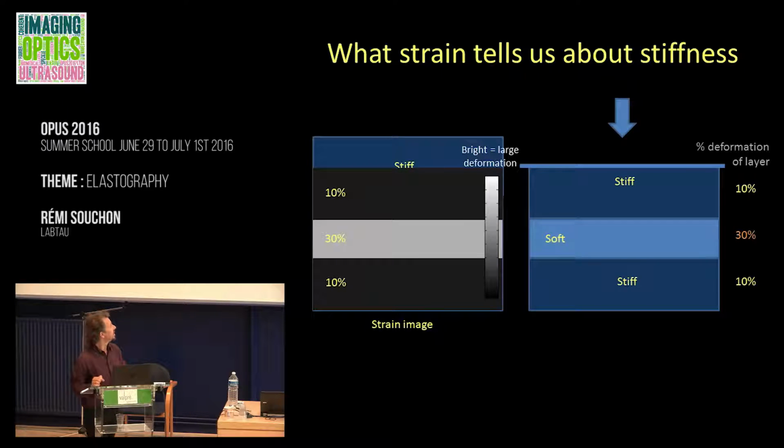Actually, in this scenario, the stiff layers have only been deformed by 10%, whereas the softer layer has been squeezed hard and has been squeezed by 30% in this hypothetical scenario. What strain imaging will provide is a strain image of the percentage deformation within each layer, and it will look like that, where strain is encoded as brightness. So you get white in this scenario being high strain, so it's typically softer, and dark being low strain, so it's typically stiffer. And still you can see that if we can get a strain image, then we get some information about the stiffness contrast within the medium.